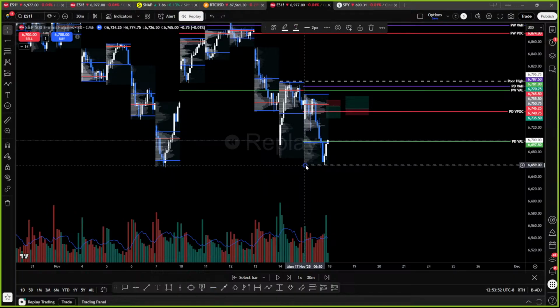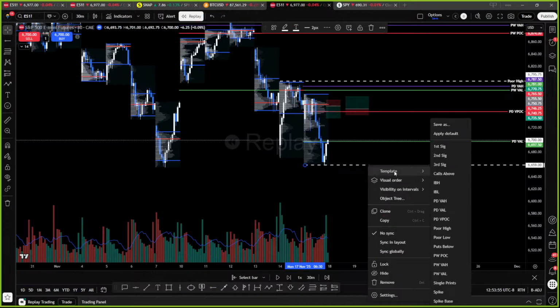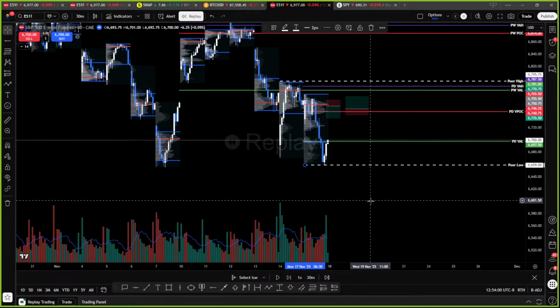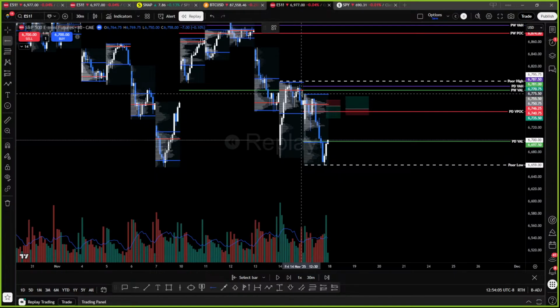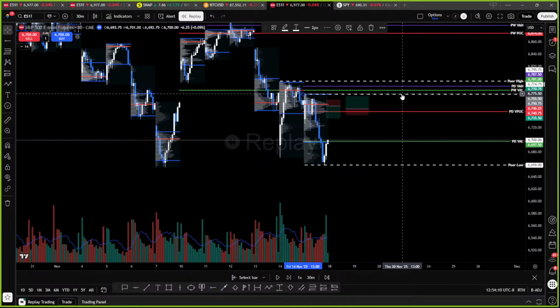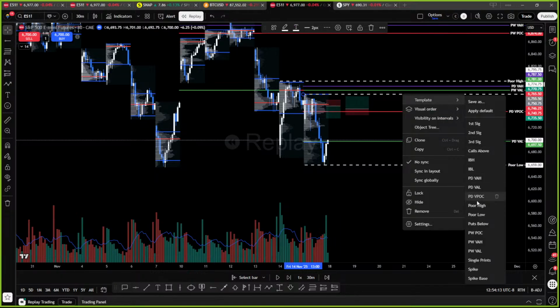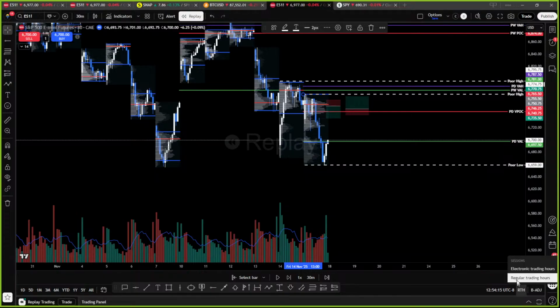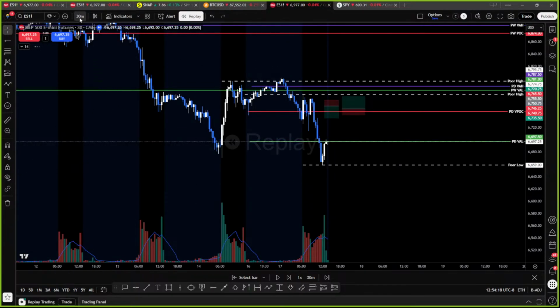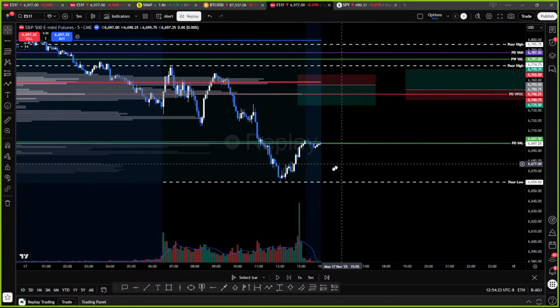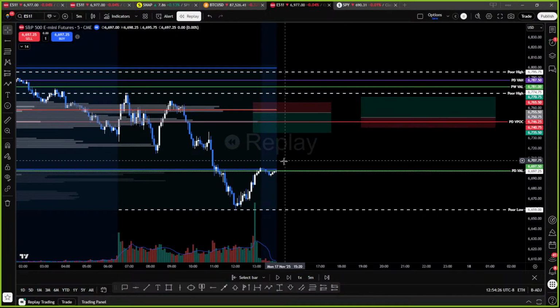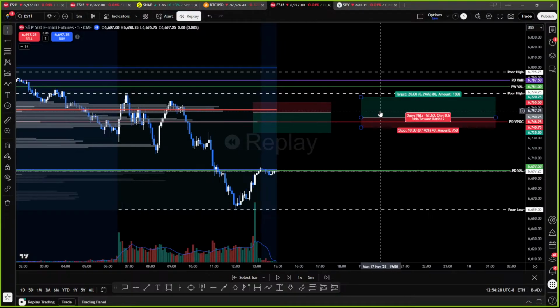Pour low, pour high. RTH again? Yeah, you do TPO on RTH. All right, so now what we want to see is break above previous day value area low, retest, enter long, right?